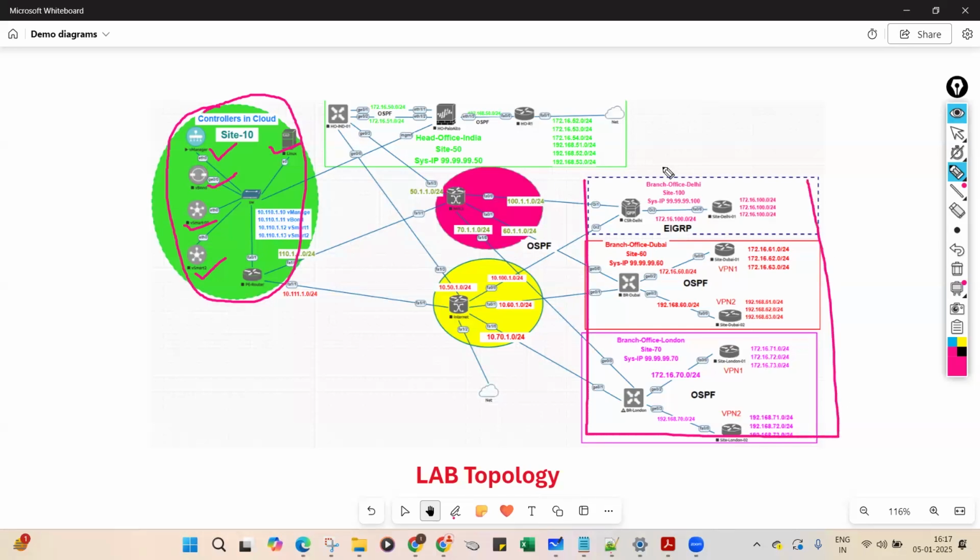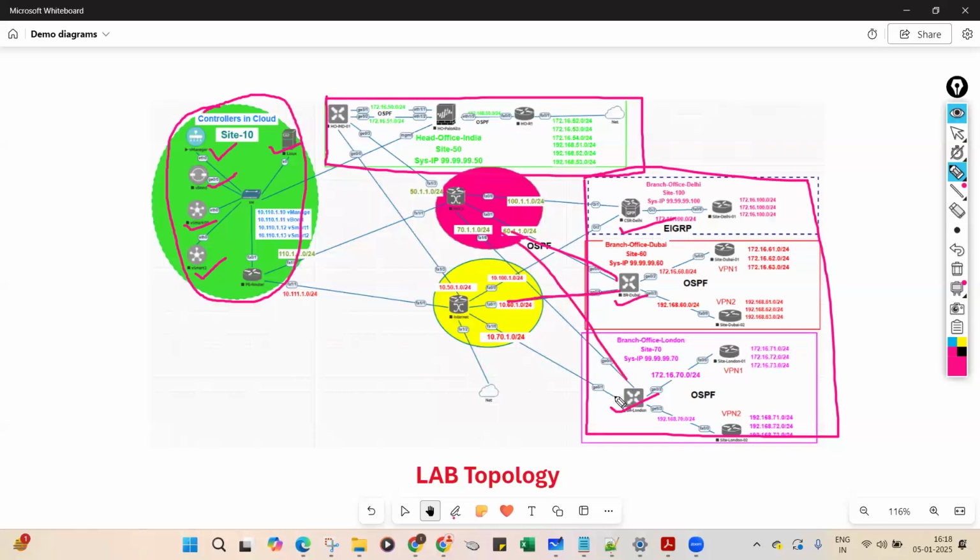Here we have our spoke sites, the branch sites. We will be using three branch sites, and this is the hub, the data center as we call it. Each and every site has two links, one with MPLS and the other with the internet.